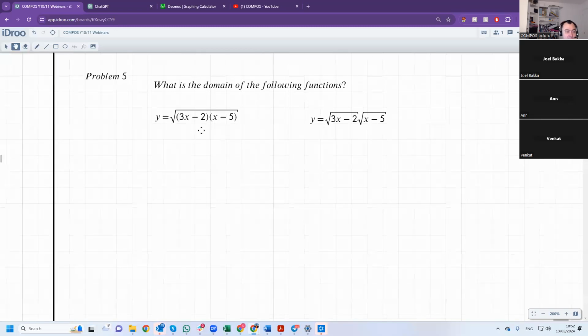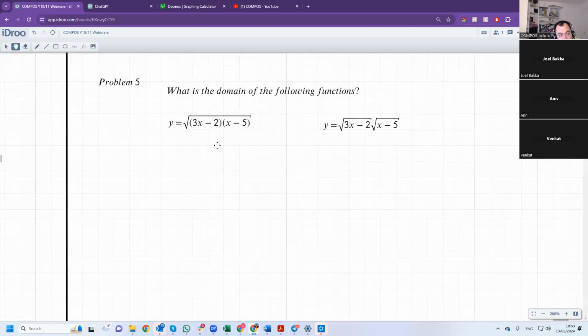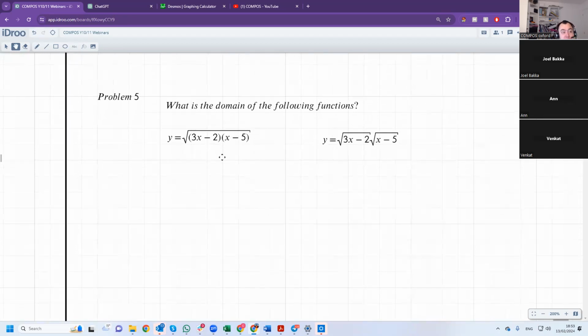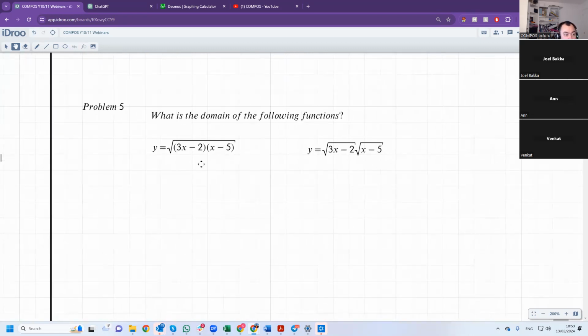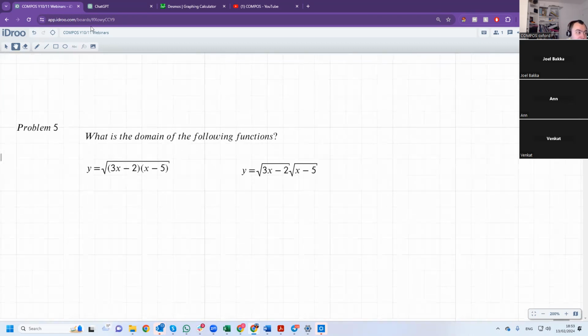What is the domain of the following functions? The domain means that for what values of x does the function exist, or does the function make sense? Well, you know, for example, that if you do y equals 1 over x minus 2, the function doesn't make sense if x is 2, because you can't divide by 0.